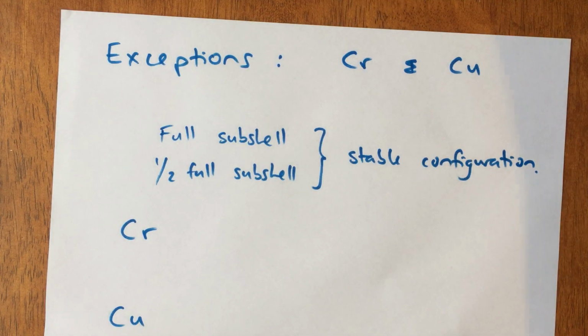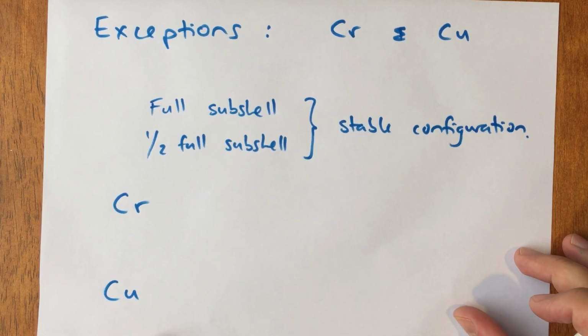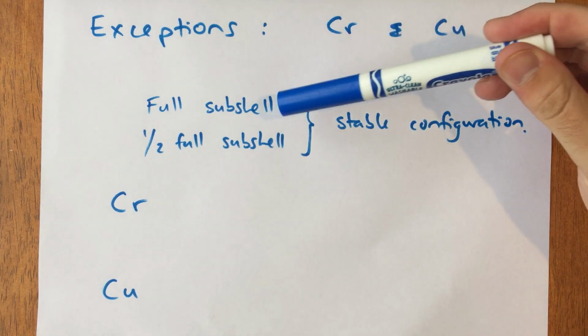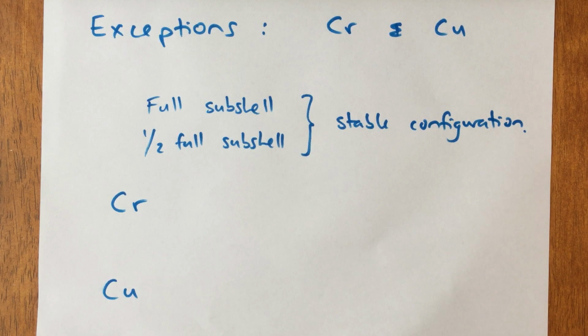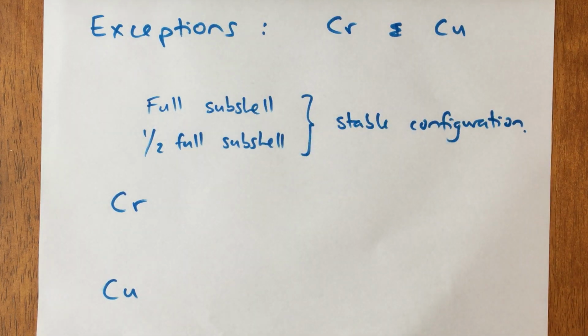2 exceptions. In chemistry there's always exceptions. Chromium and copper. Now you've learned in the past that having a full valence shell is a stable configuration. Slight little bit of extra detail. A full subshell or a half full subshell is a stable configuration. That slightly changes the way we write the configurations for chromium and copper. Let's work this through.